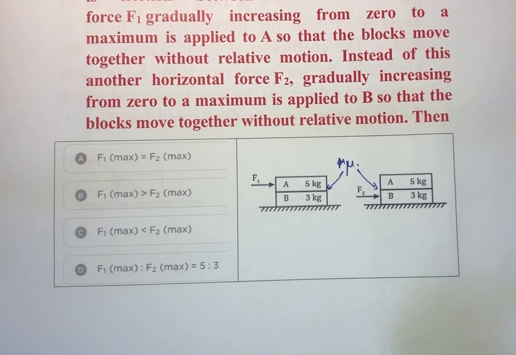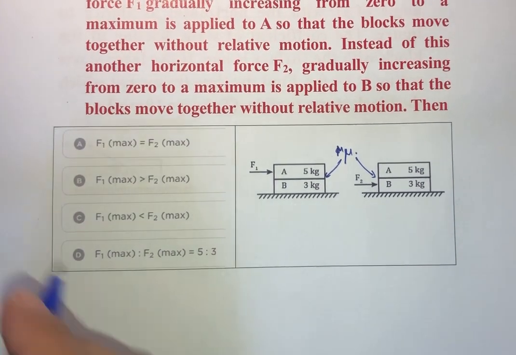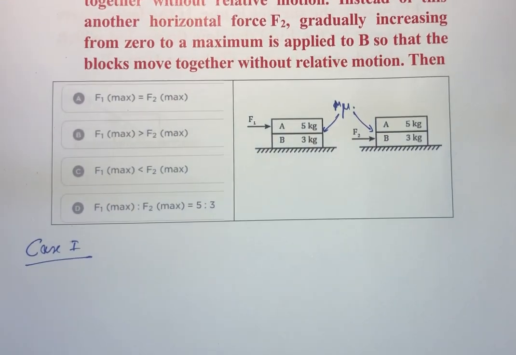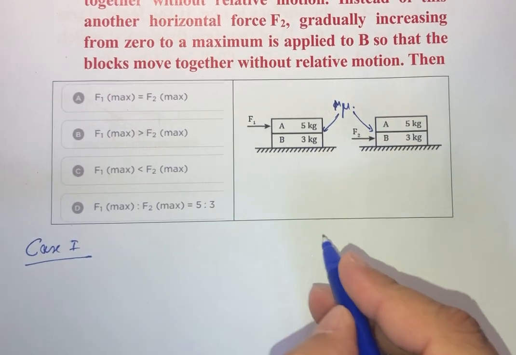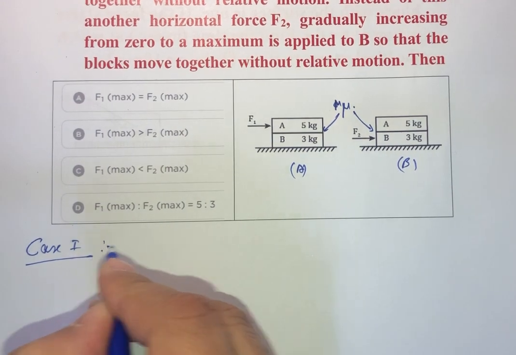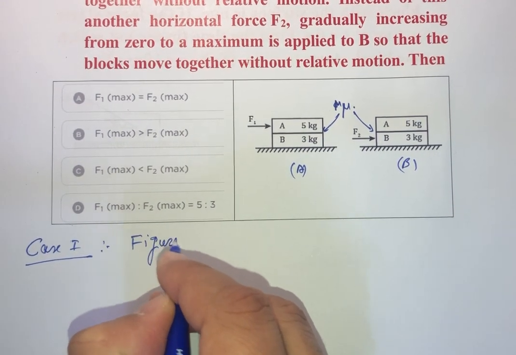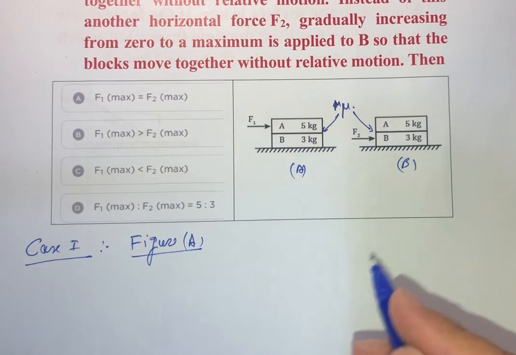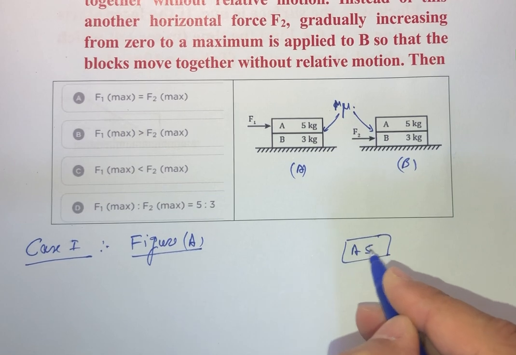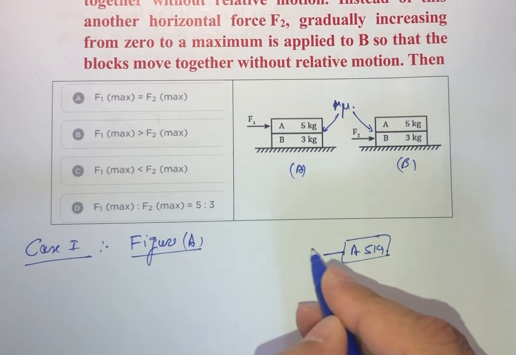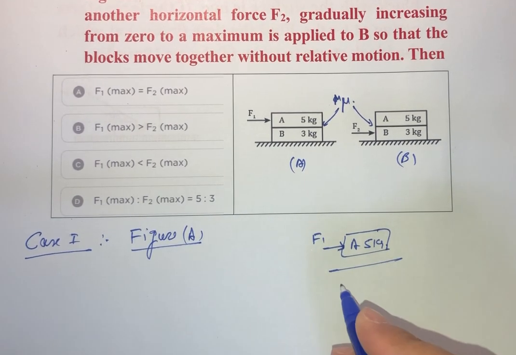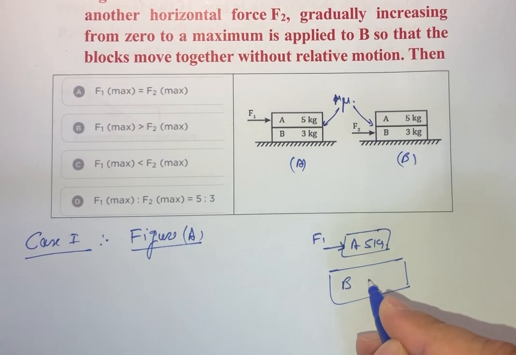So let us consider case 1. Case 1 is our figure, with A and B. A force is being applied on A, which is 5 kg. That force is F1. There is friction between A and B. So let me draw B, which is 3 kg.